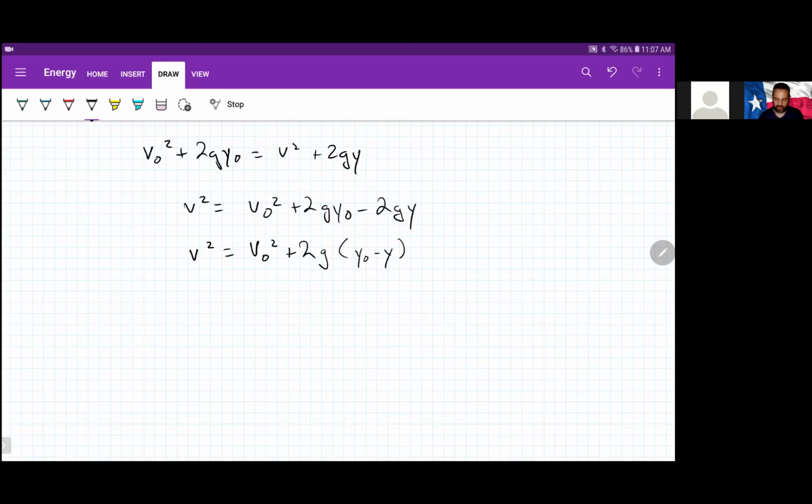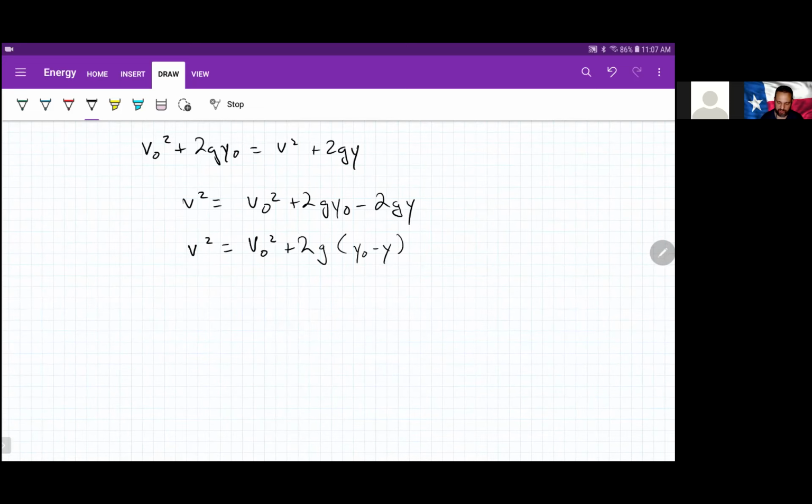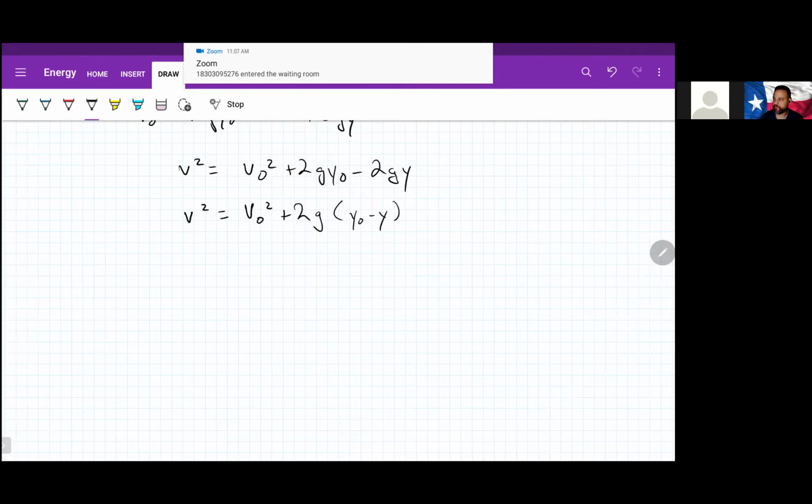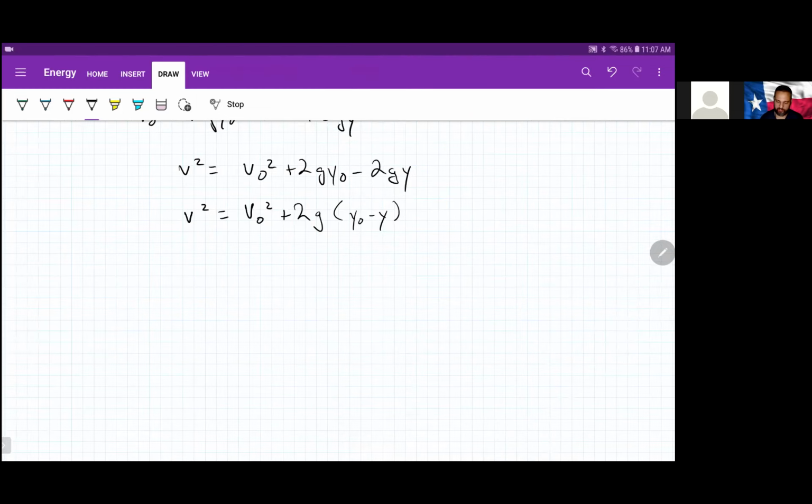So did I do that right? It's minus 2gy. Yeah. Right, so it looks somewhat familiar there. It almost looks like a kinematic equation. These should be switched. It should be y minus y naught, but still, we can pull out one of our kinematic equations from our energy equation. So just an interesting thing to point out there.